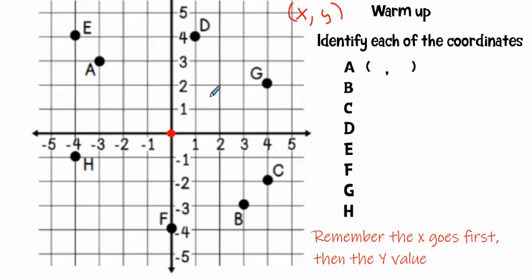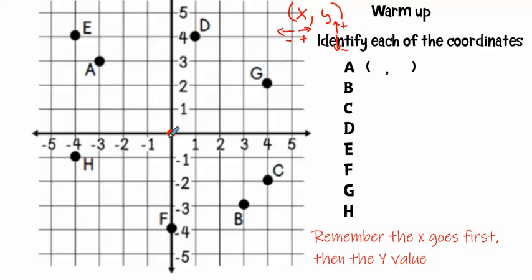The x value will either go to the right if it's positive, or to the left if it's negative. Then your second value, your y value, it will go up if it's positive. It will go down if it's negative. Okay, so I'll help you out with A.